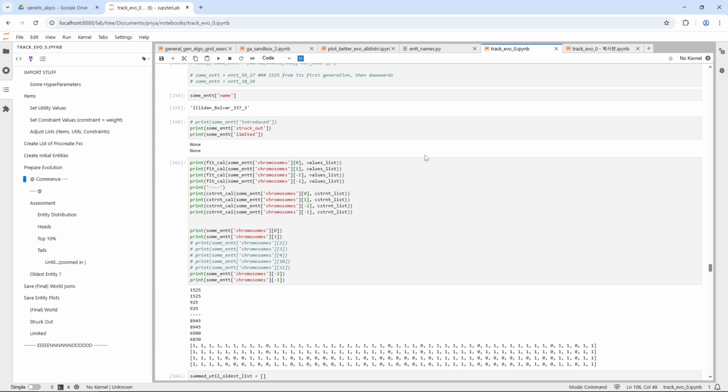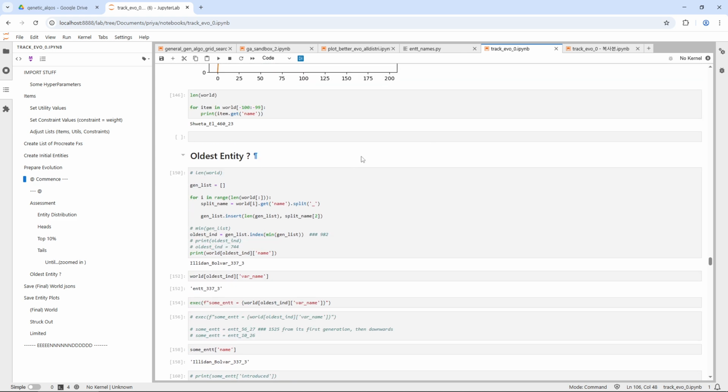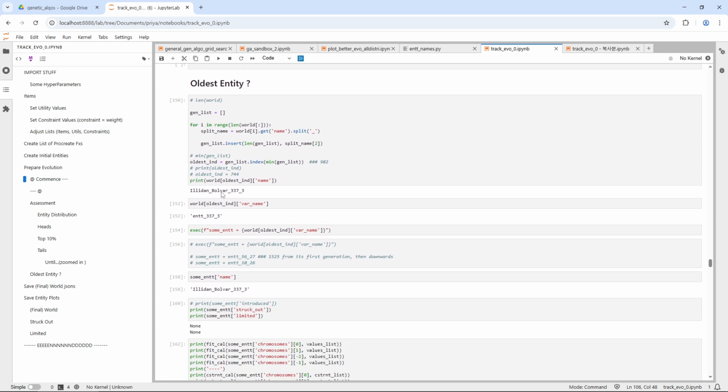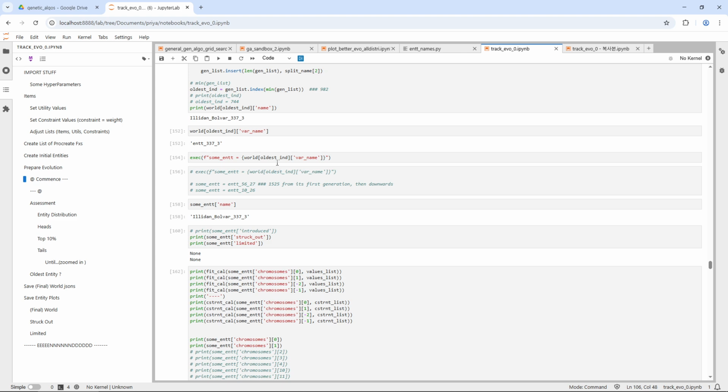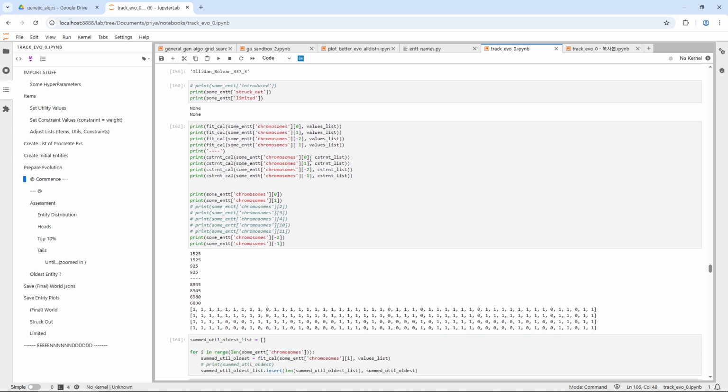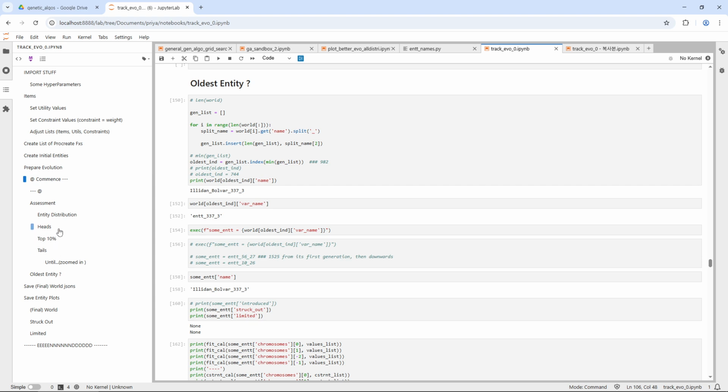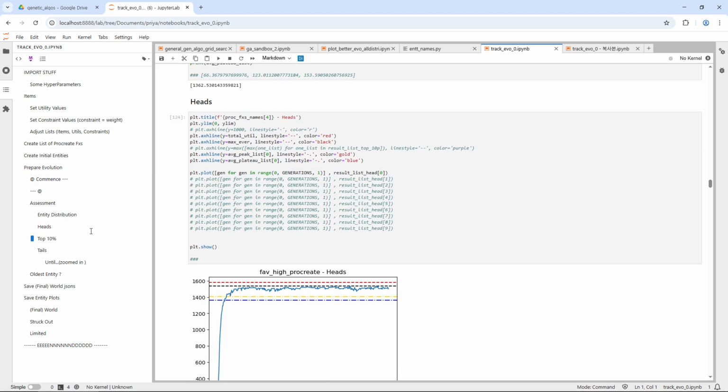That's my bad. Anyway, in this case, the oldest entity was named Illidan Bolvar, and it was born in generation 337 as the fourth newborn, and its variable name is ENTT3373. So when we have a look at it, its initial sum utility value was 1525, and in this run, the maximum ever was what?